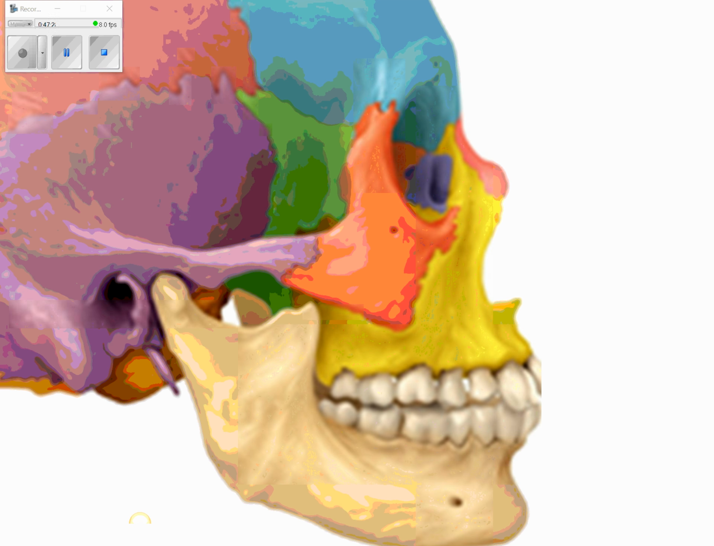Another review again. This is just showing it to you a little bit enlarged. This is your mastoid process. This would be your styloid process. And this area here is your external auditory meatus, or you could say acoustic meatus.